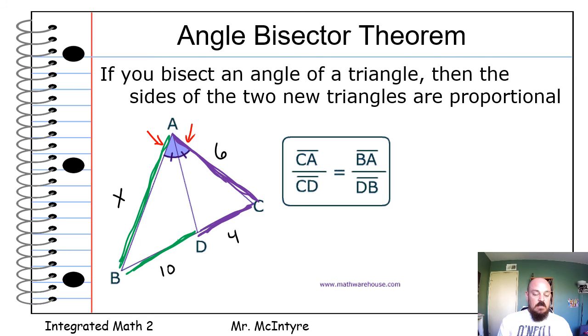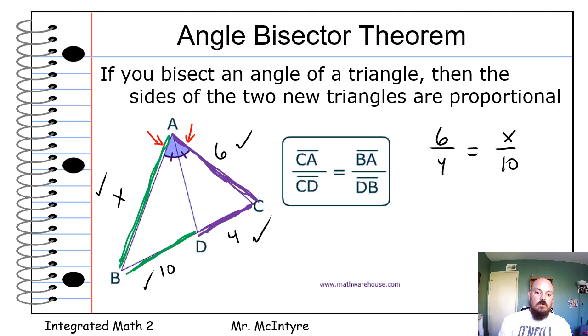Now because I already color coded it, it's easy to see. You've split the triangle into two smaller triangles. The sides of each one make up each fraction in the proportion. So for my purple one, I might do 6 over 4. That's this one over this one. Then for my green one, it would be this one over this one. It would be x over 10.